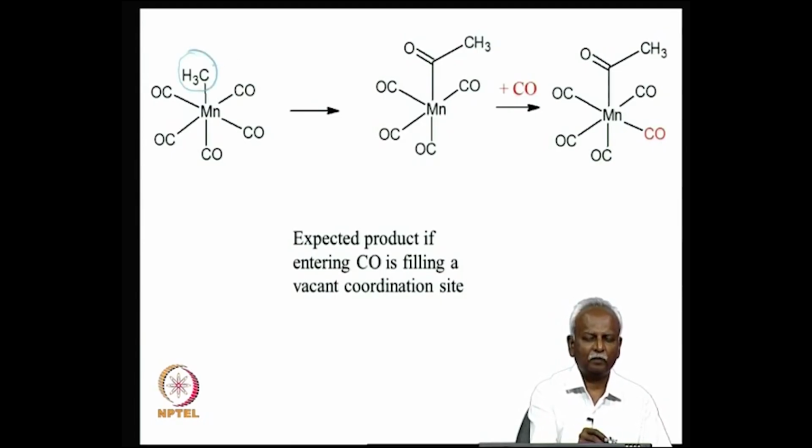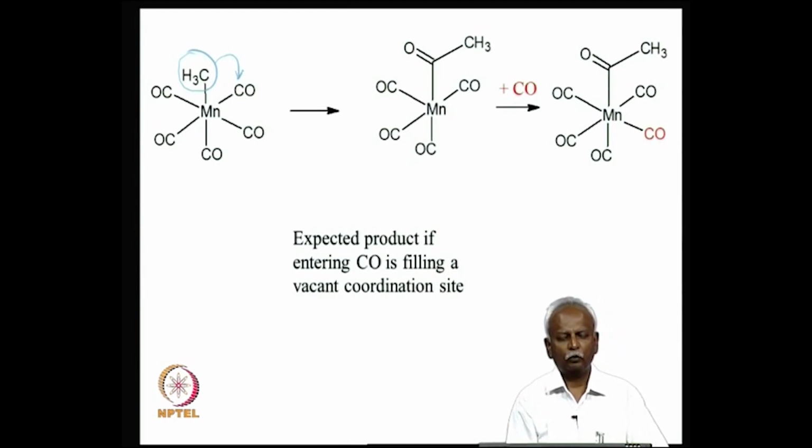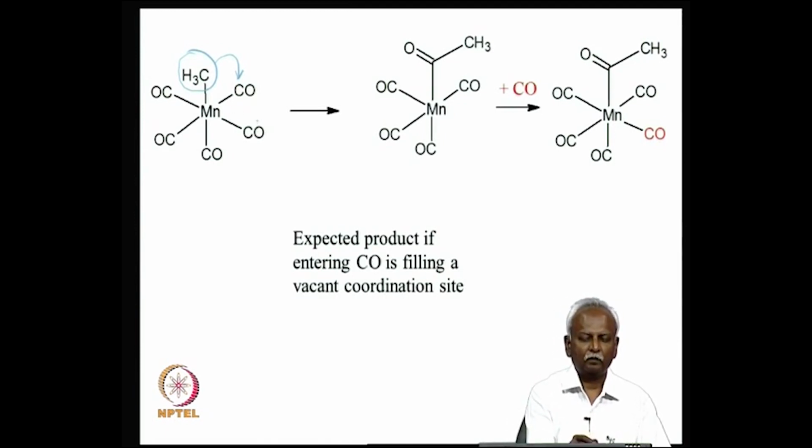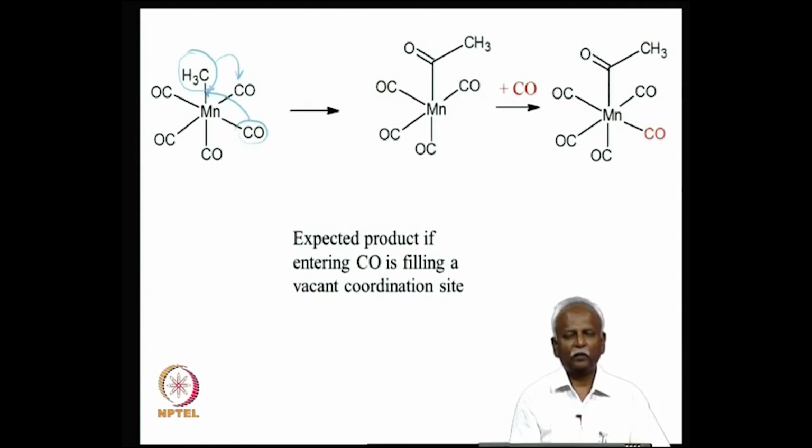You could have had the migration of the methyl group to a carbon monoxide, or you could have had the carbon monoxide in the molecule going in between the methyl and the manganese. So, in both instances you would have got an acetyl manganese complex, which has now a vacant coordination site. This coordination site has now become vacant, and the carbon monoxide which is labeled would come in and occupy this position. So, this is the other alternative, and this is the product if the entering carbon monoxide is merely filling in a vacancy on the manganese.